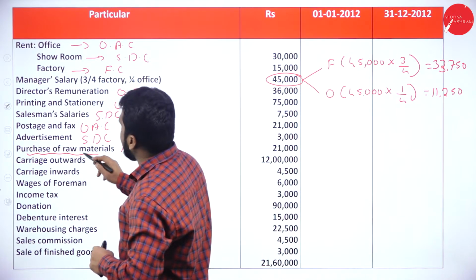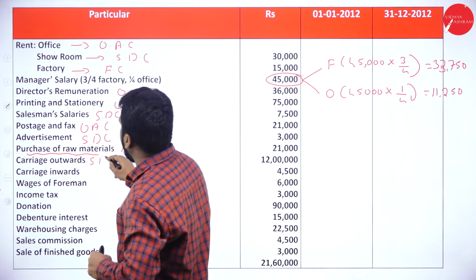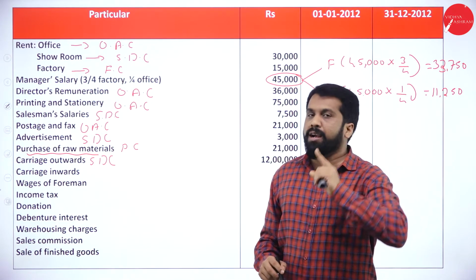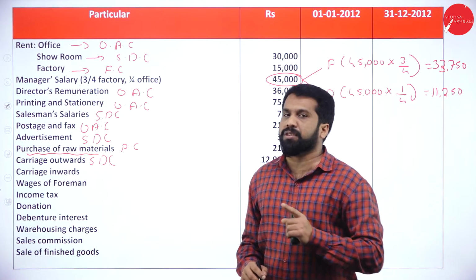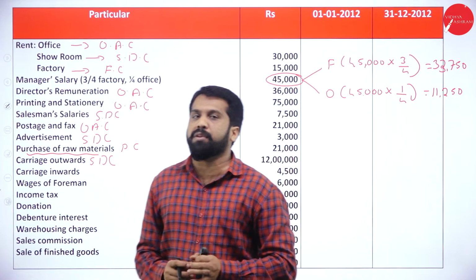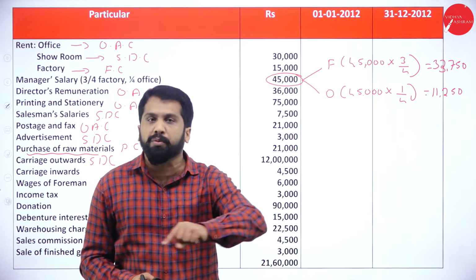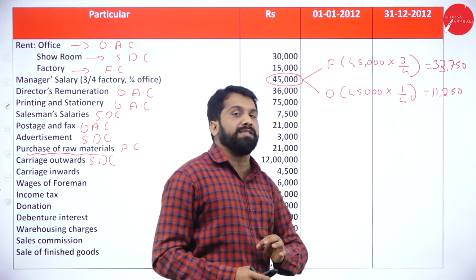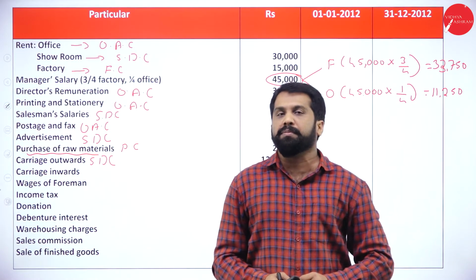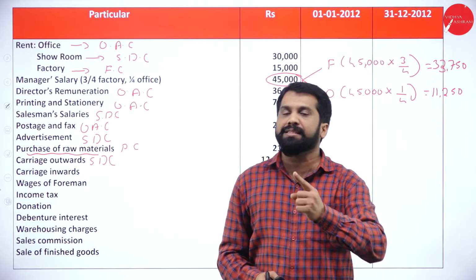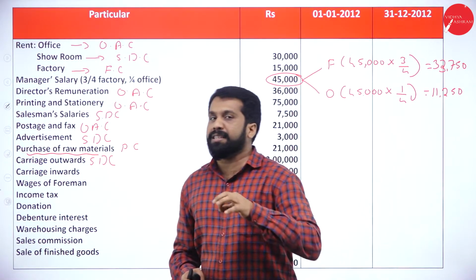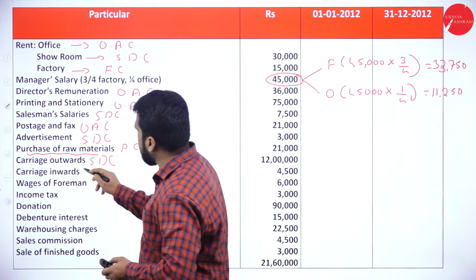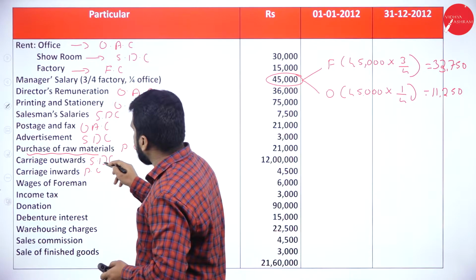Then, carriage outward, selling and distribution cost. Inward, prime cost. Outward, selling and distribution. As I told you, inward means any transportation within the premises. Carriage outward means any transportation outside the premises. If it is outside, selling and distribution. If it is inside, prime cost. Remember that.